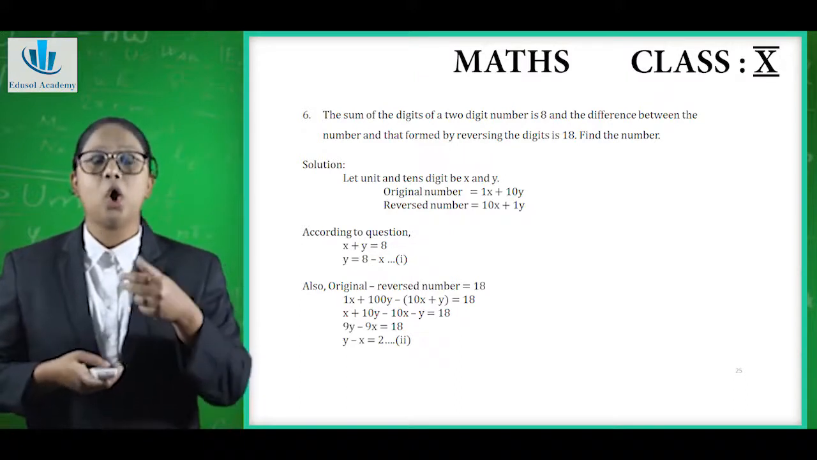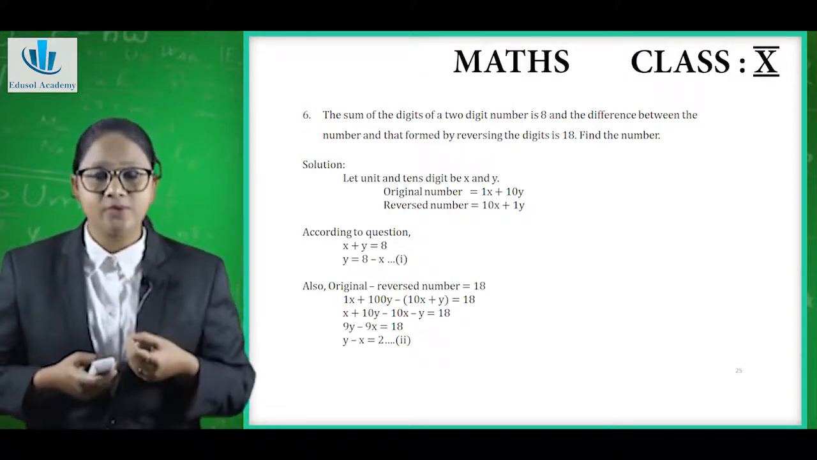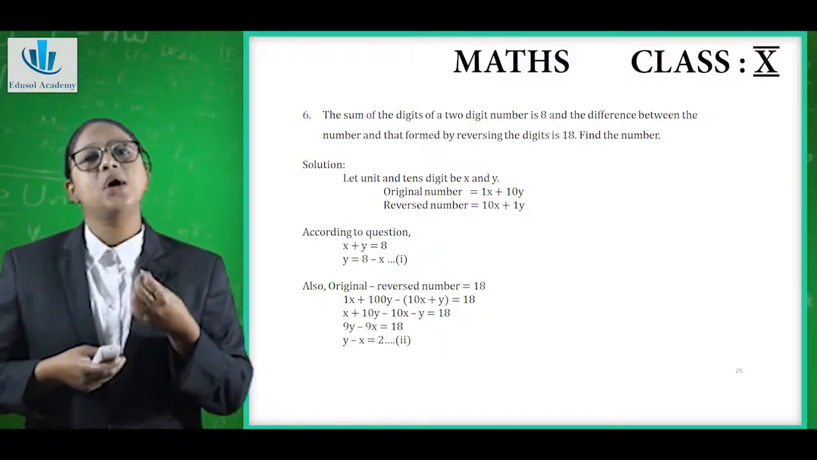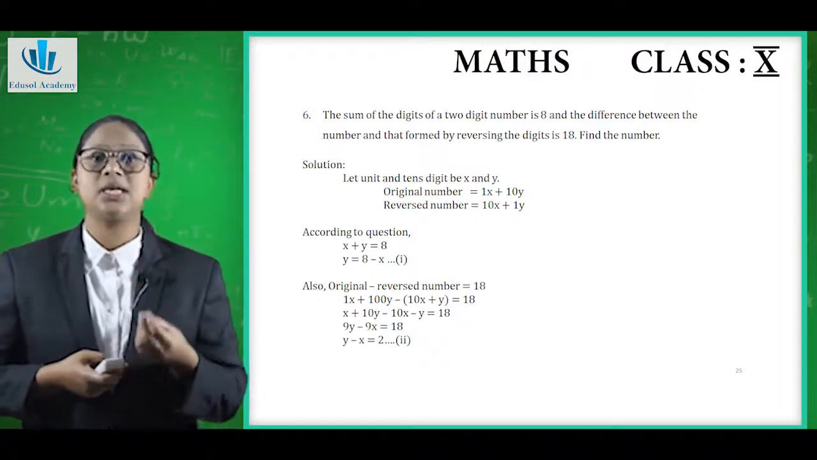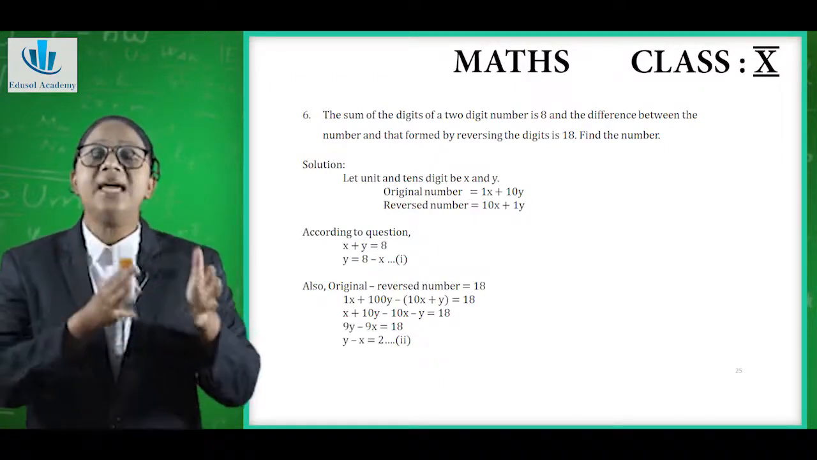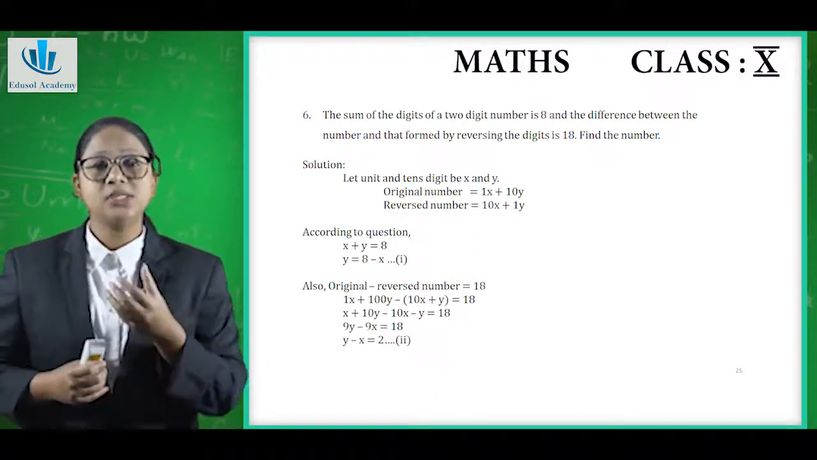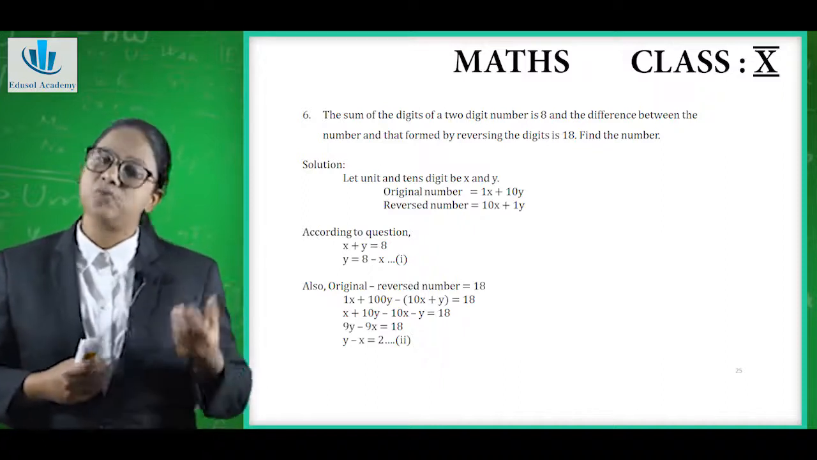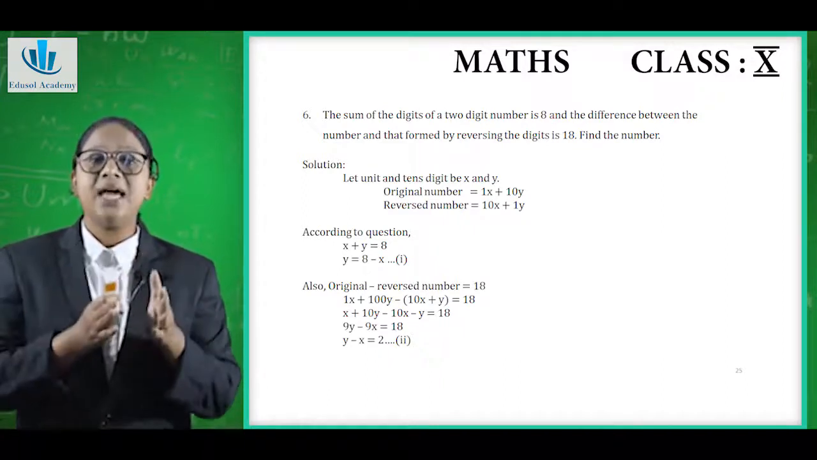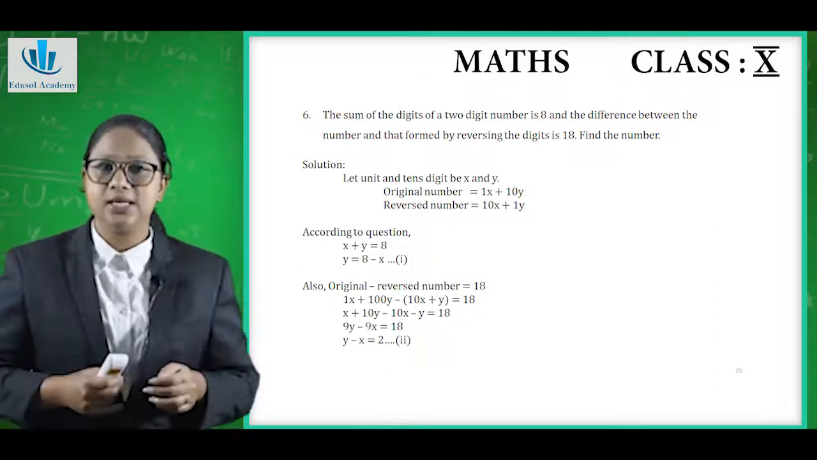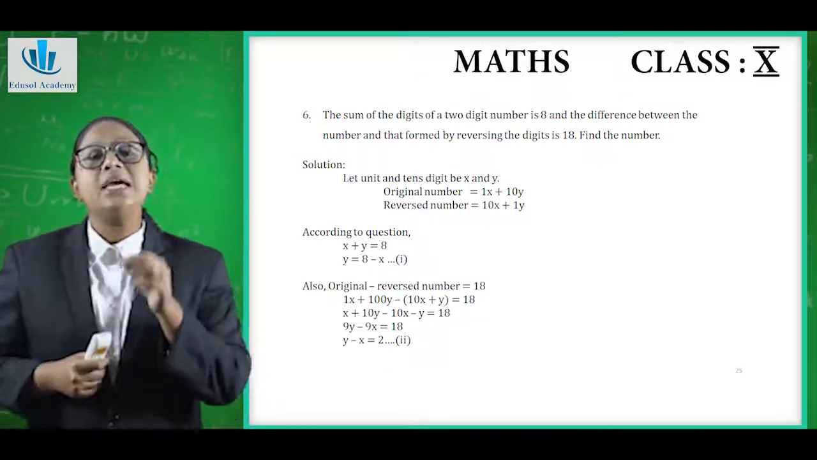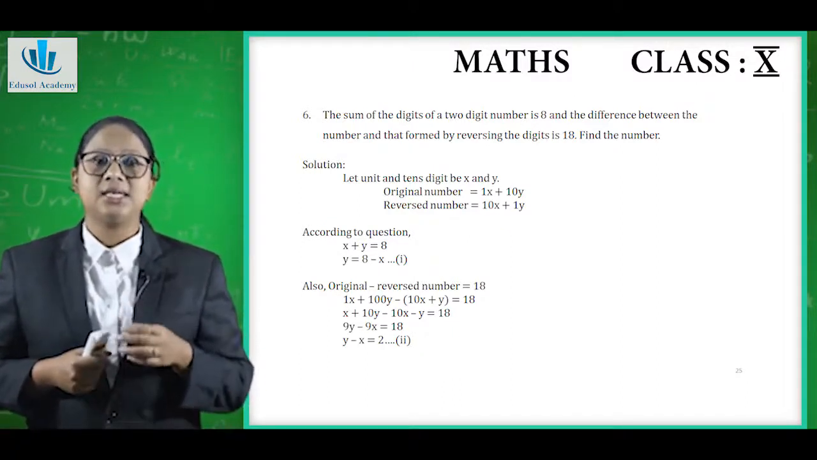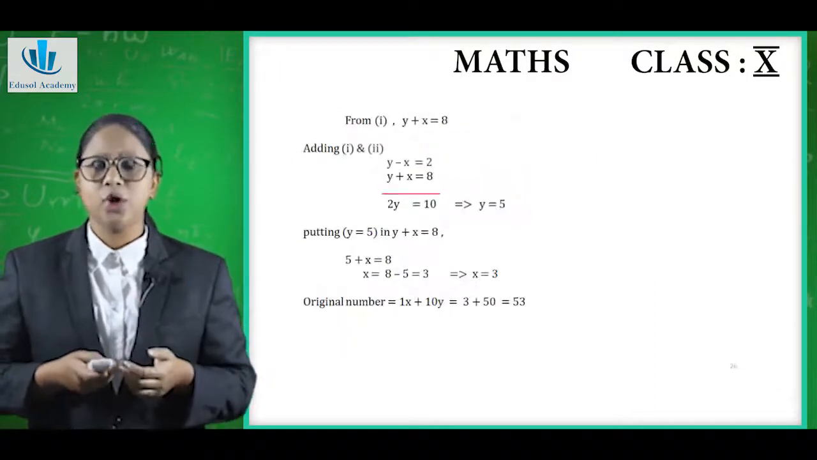Now, moving on to form the second equation, we have to take the second statement. The difference between the number and that formed by reversing the digits is 18. So the original number minus the reversed number is 18. The original number is 10y plus x, and the reversed number is 10x plus y. So 10y plus x minus (10x plus y) is equal to 18. Solving that a little bit, we get 9y minus 9x is equal to 18, or y minus x is equal to 2.